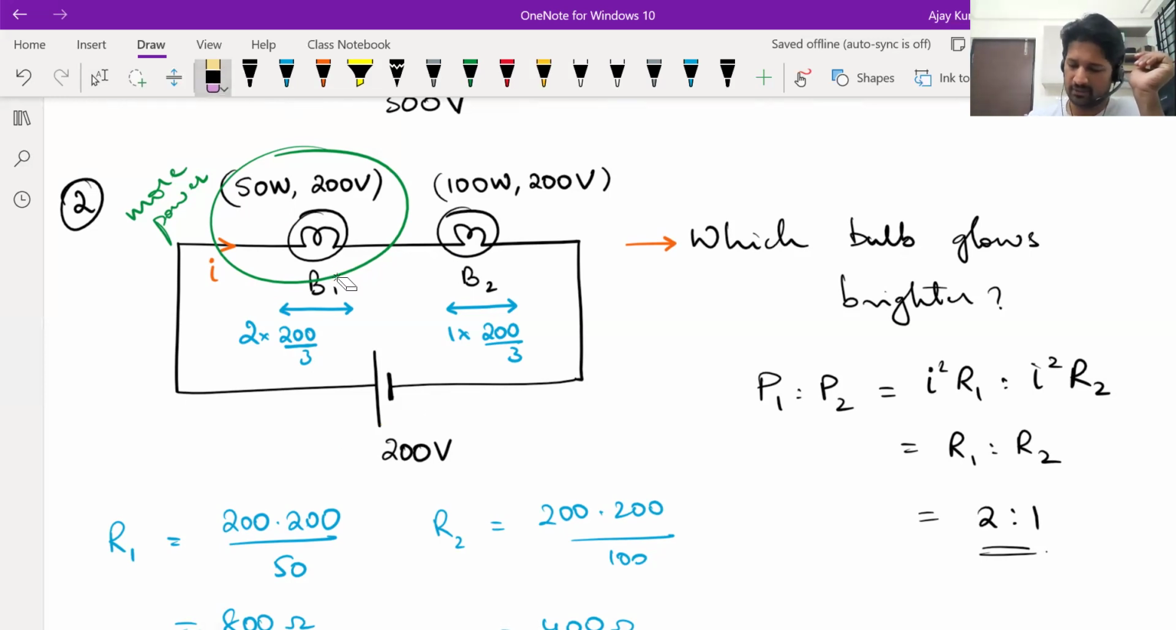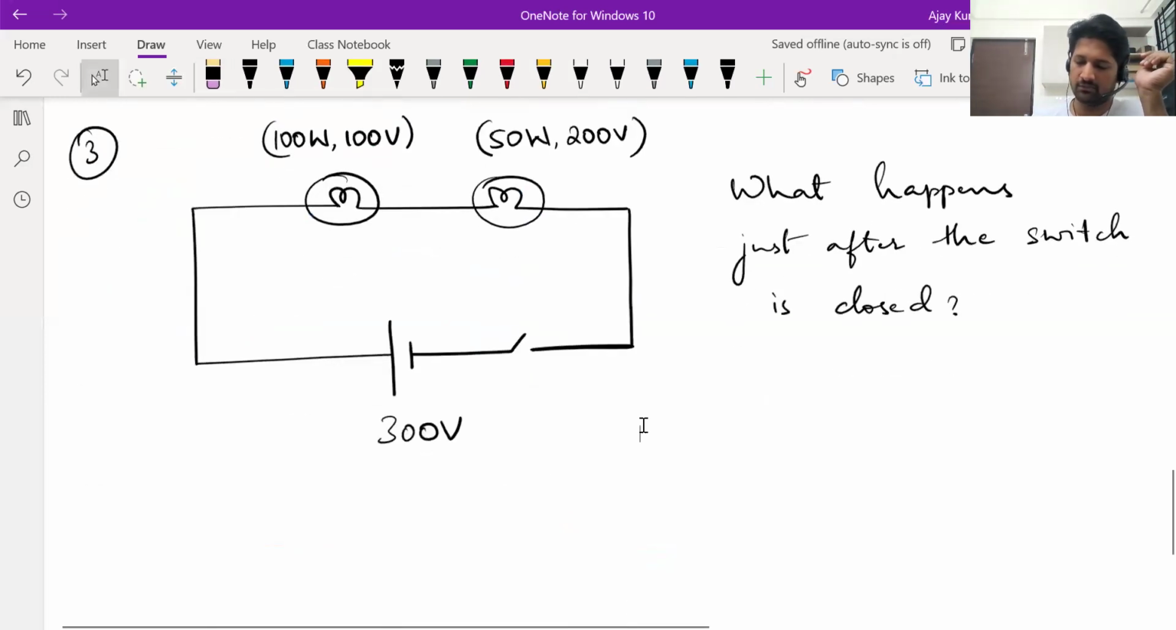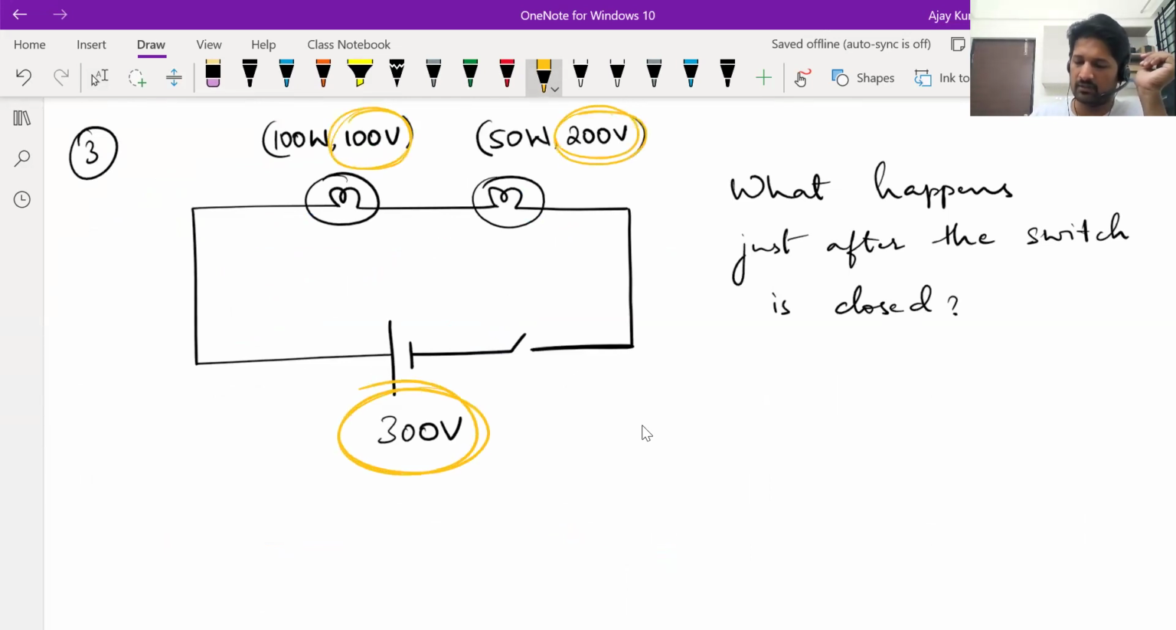But you observe this question. In the question, the supply voltage is 300. But the bulbs can only take 100 and 200. What's the guarantee that 300 will get distributed exactly as 100 and 200? What if one of them gets more than the rated value? You have to check that.